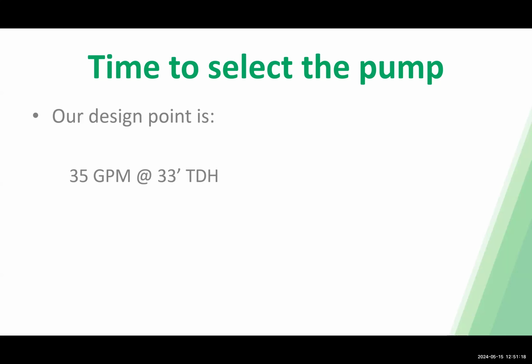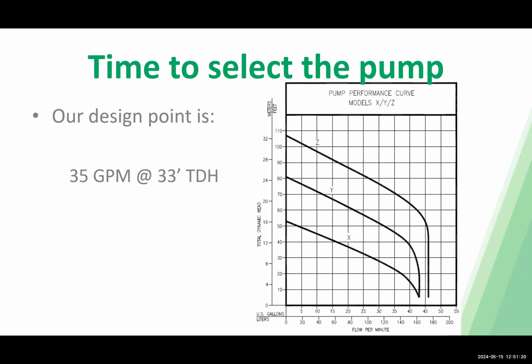So let's select our pump. Up here, we just have pump performance curves for X, Y, and Z, and we're going to plot our design point on here. With that, our best selection in this case is going to be the Y pump, just because it is the closest to that design point. You're not going to get a whole lot more flow out of it, so you're not going to be, say, overloading the system with a lot of additional flow.